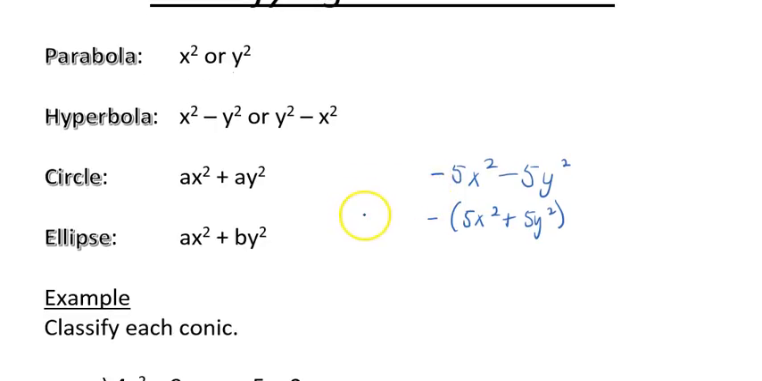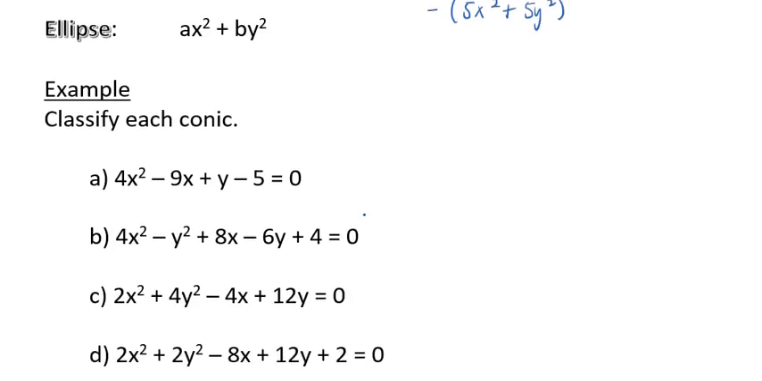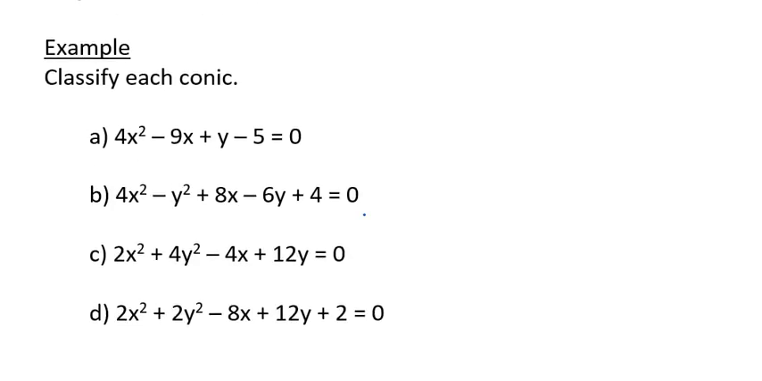So let's do a couple of examples. We're going to classify each conic, in other words, tell what it is. I'm going to show you what I'm focusing on. On the first one, I just focus in on the x squared. I don't have a y squared anywhere, and so that means this has to be a parabola since there's only one thing squared.